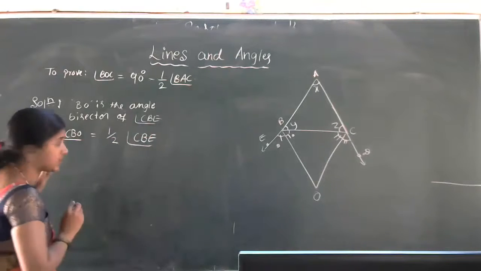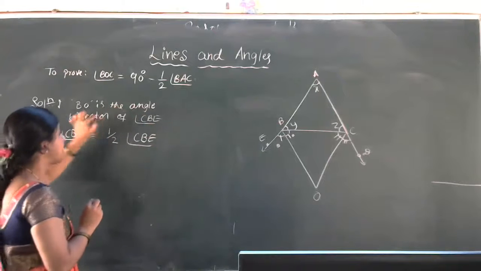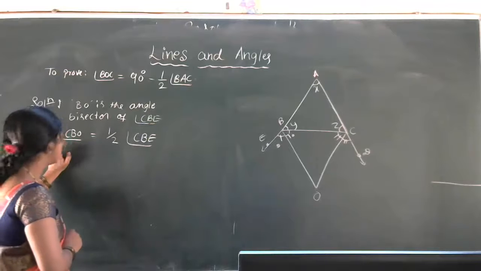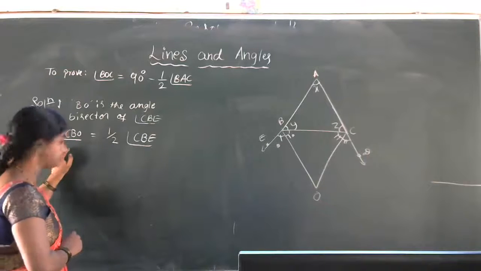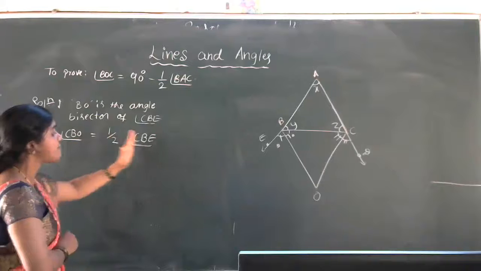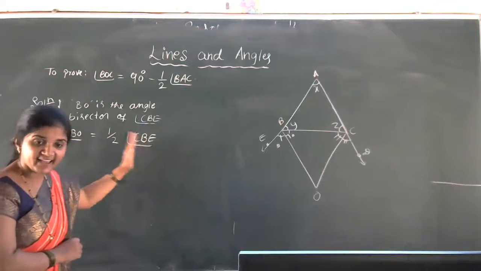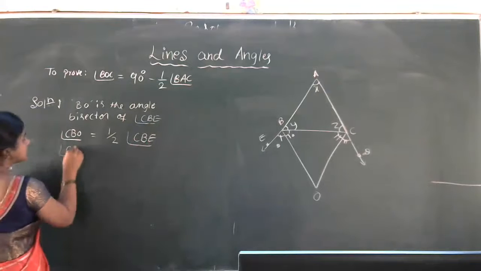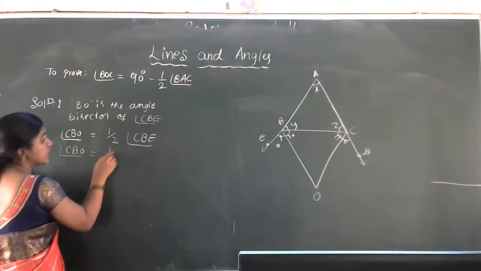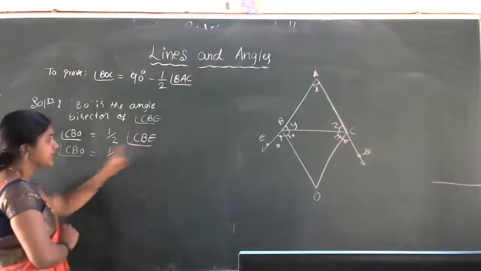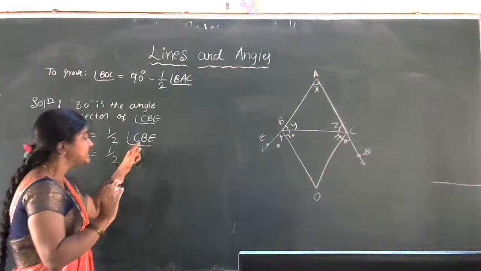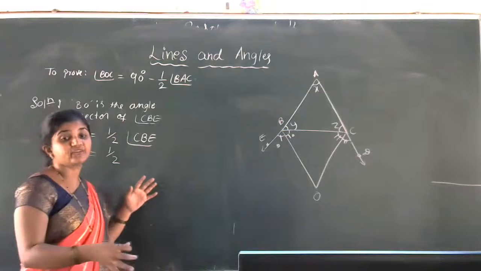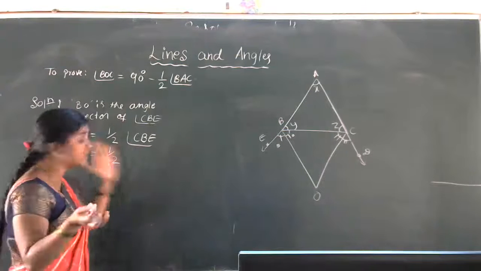BO is the angle bisector of angle CBE, so that's why we are taking CBO, one half part. CBO is half of angle CBE. Now I want to modify something in CBE. We are going to write CBE in a different way. How can we write this CBE in a different way?